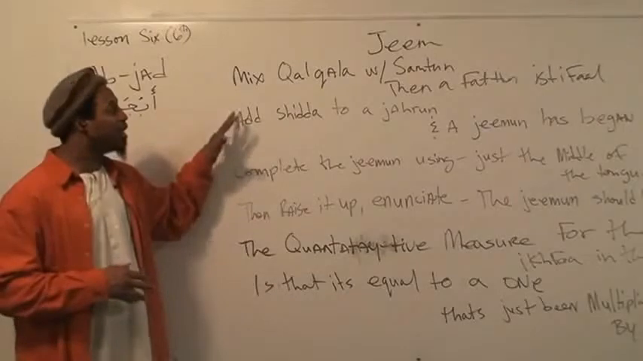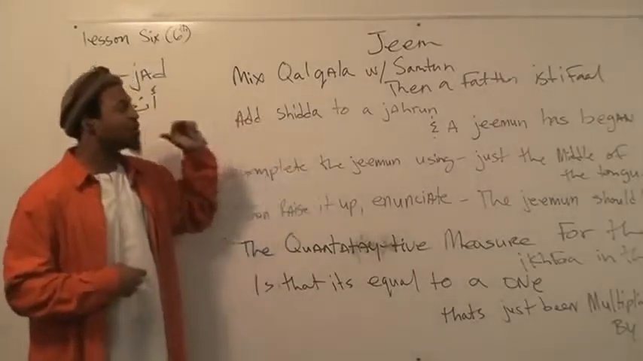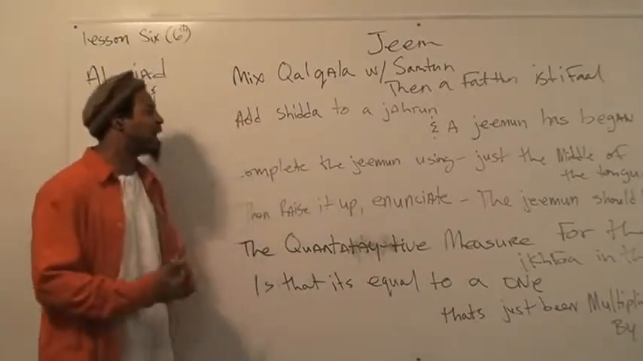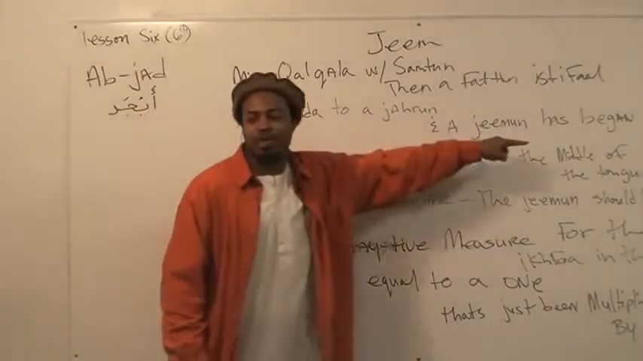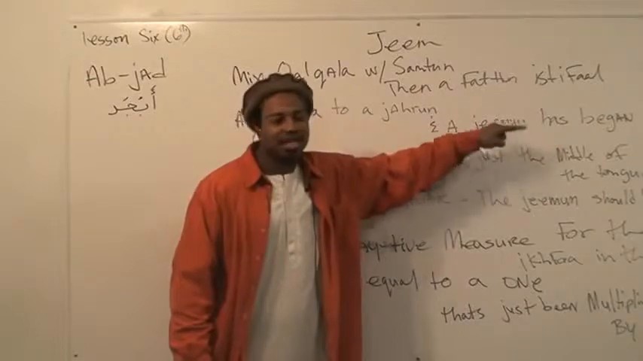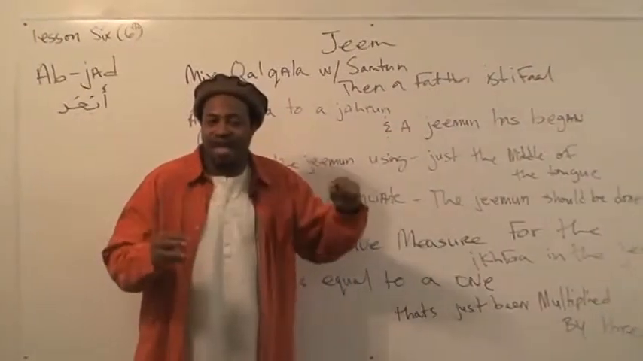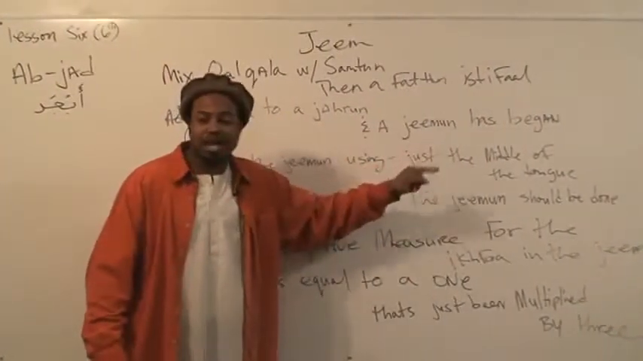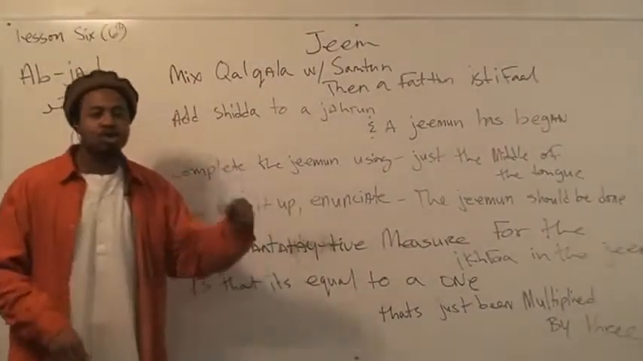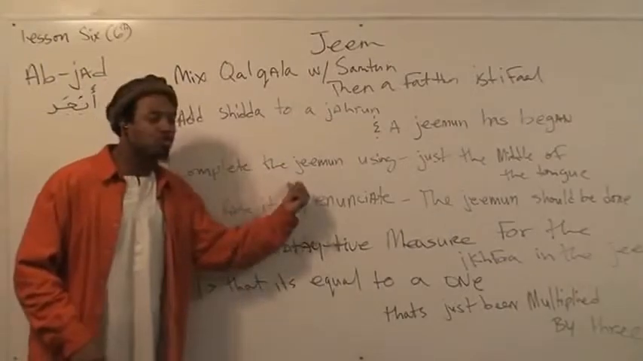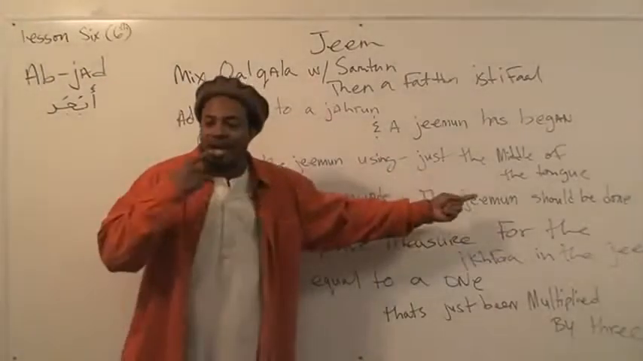Okay? Now he says here, it says, mix qalqala with samtun. Then a fathun istifal. Add shidda to a jahrun and a jimun has begun. He didn't say it was complete. He said this jimun has begun if you know the sifat. Why is it not complete? Because you have to know the makhraj, the point of articulation. So he says, complete the jimun using just the middle of your tongue.